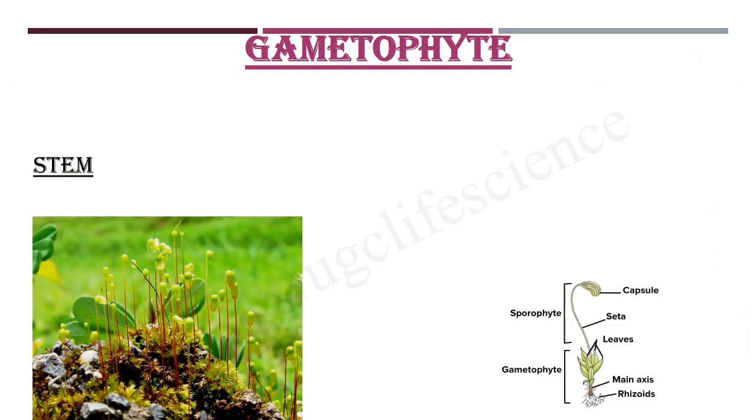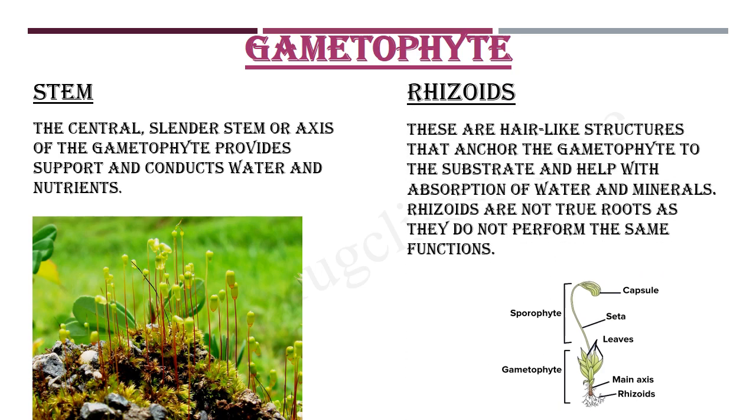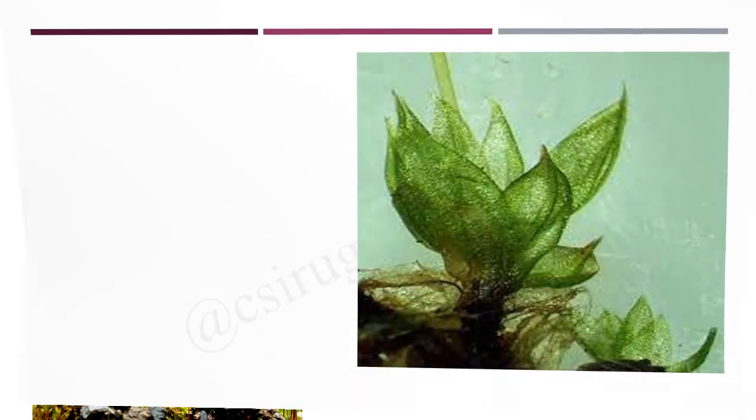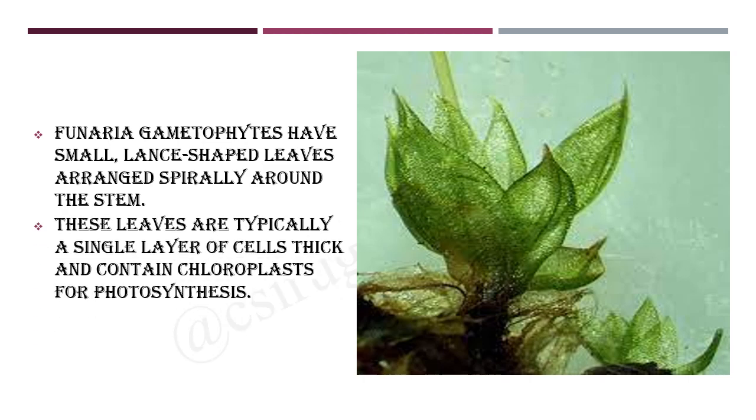Gametophyte. Stem. The central cylinder, stem or axis of the gametophyte, provides support and conducts water and nutrients. Next is rhizoids. These are hair-like structures that anchor the gametophyte to the substratum and help with absorption of water and minerals. Rhizoids are not tree roots as they do not perform the same function. Funaria gametophytes have small, lens-shaped leaves arranged spirally around the stem. These leaves are typically a single layer of cells thick and contain chloroplasts for photosynthesis.